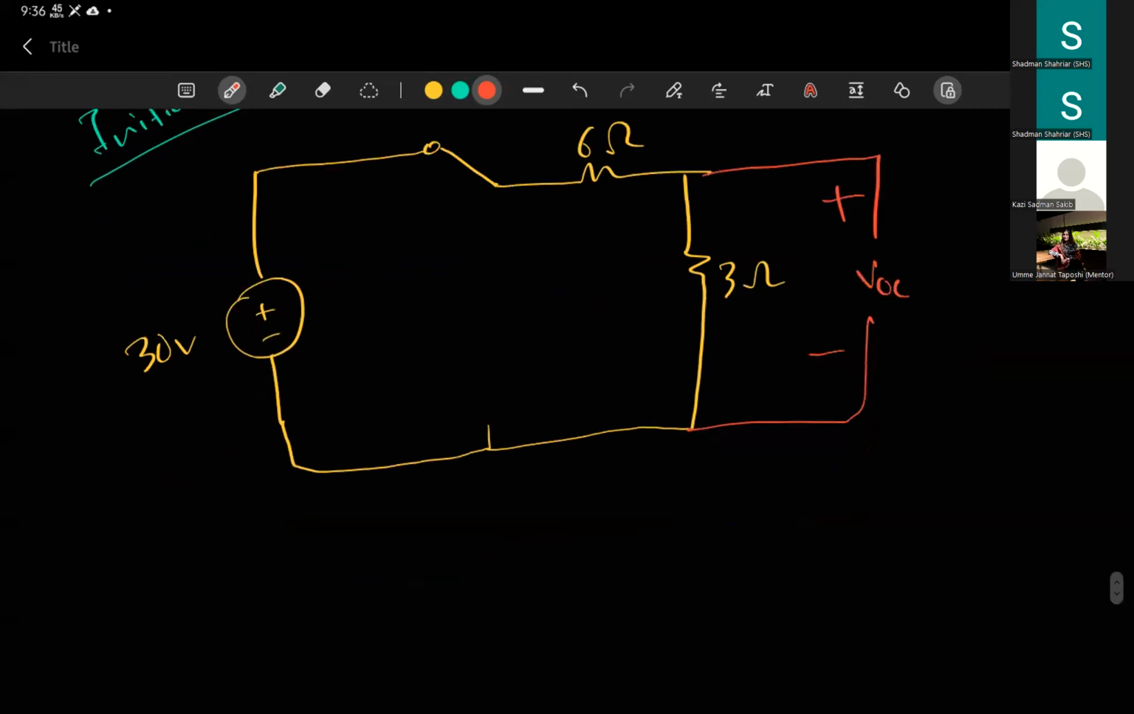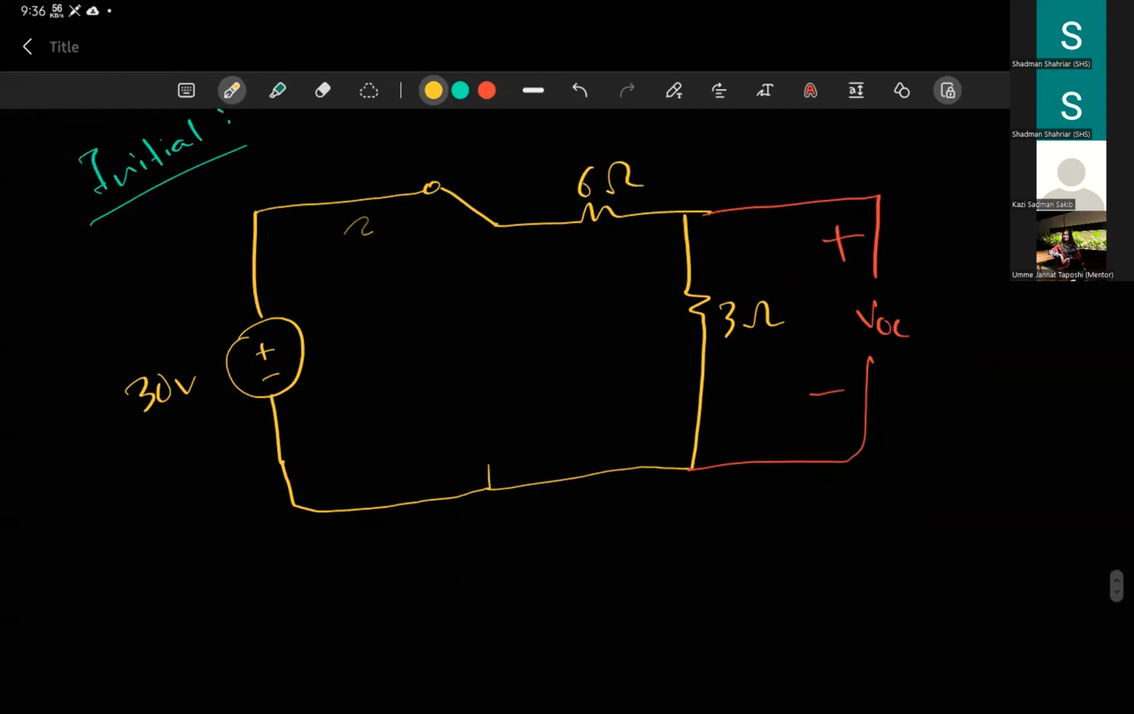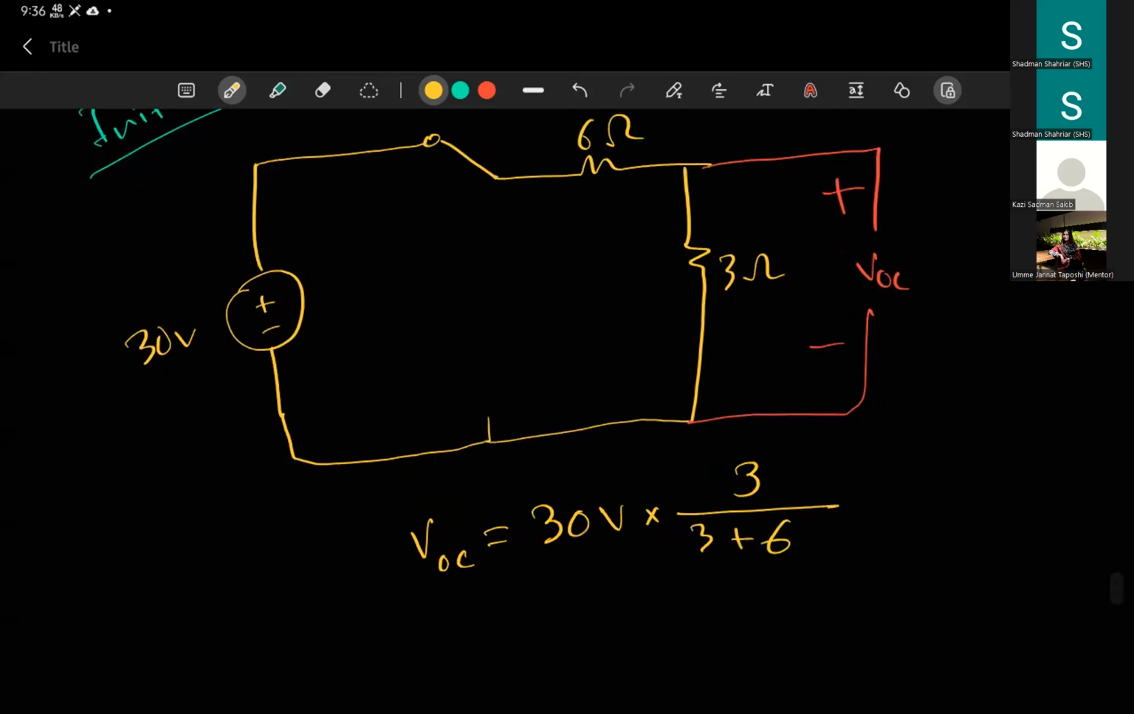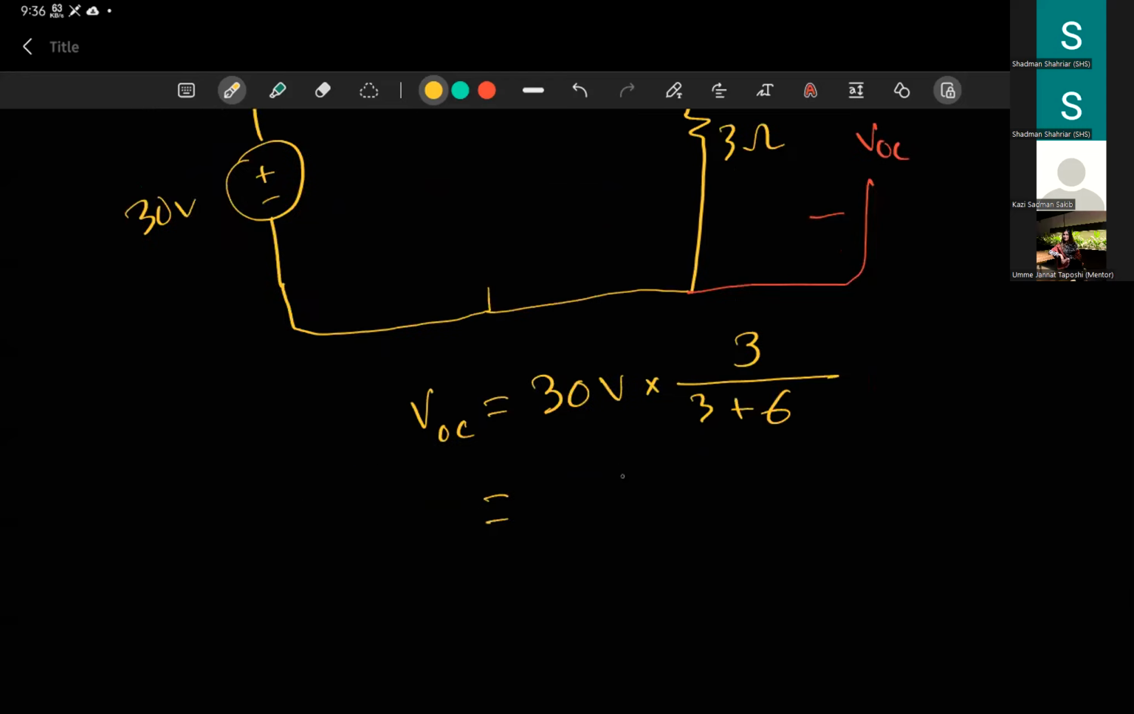I can see that this is a voltage divider problem, right? So you have 30 volts here, 6 ohms and 3 ohms are the only resistors in series here, and we want the voltage across the 3 ohm resistor. So that is very easy to find. 30 volts will get distributed between 3 and 6, so you should get 30 volts times 3 by 9, which is 1/3, and you should get 10 volts. Okay, so your initial VOC is 10 volts.